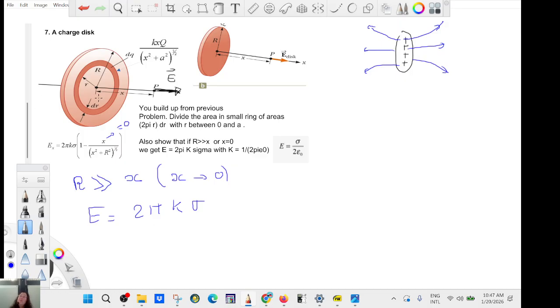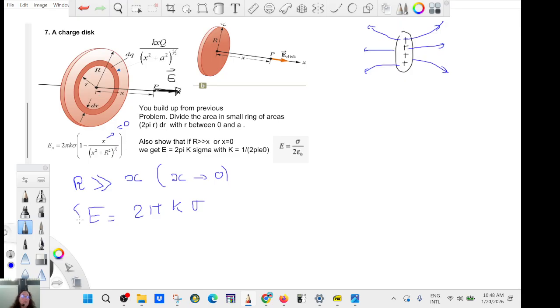So when you are very close to this surface, the electric field is the same. It's constant as long as you don't move too much away. It doesn't matter if you are very close to this surface, the electric field will stay the same.